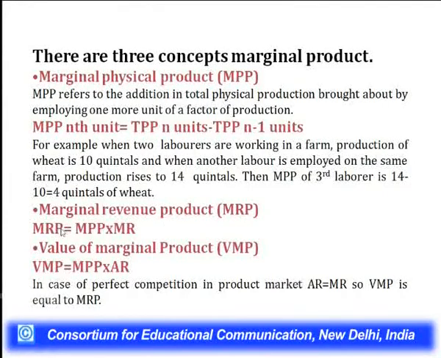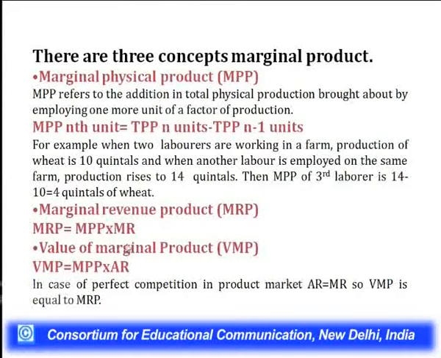Now, what is the marginal revenue product? Marginal revenue product is equal to marginal physical productivity into marginal revenue. Just as in the earlier example, your MPP is 4, it will be multiplied by the marginal revenue. And in the case of value of marginal product, VMP is equal to MPP into AR, and you know AR is the price. So, value of marginal product is marginal physical productivity into the price of the commodity.